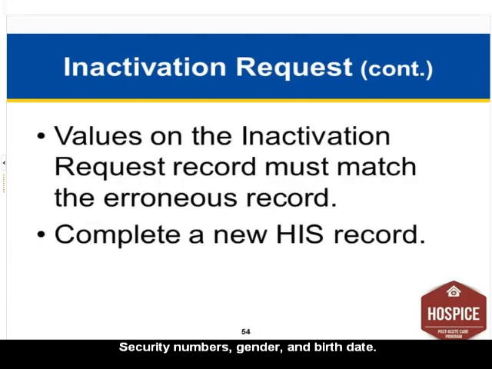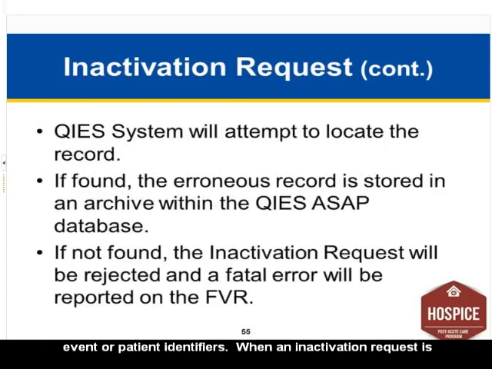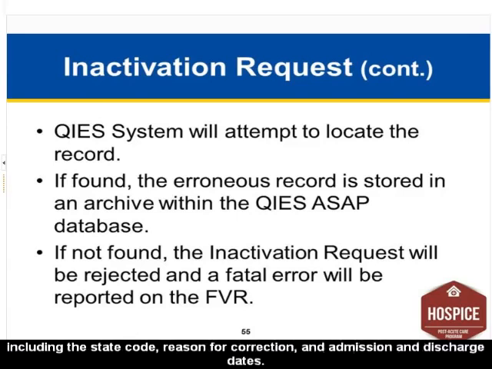Values on the inactivation request record must match the erroneous record. The provider must then complete a new HIS record with the correct event or patient identifiers. When an inactivation request is submitted, the KEYS system will attempt to locate the existing record in the database using specific identifiers: patient last name, first name, social security number, birth date, gender, facility identifier, the facility and state code, and event identifiers including the reason for record and admission and discharge dates.